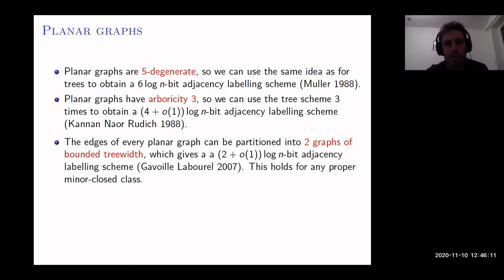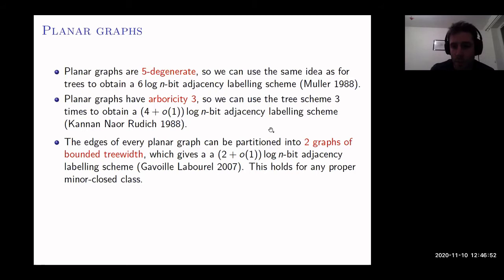More recently, Gavoille and Labourel observed that we can use the fact that planar graphs have a partition of the edge set into 2 graphs of bounded treewidth. I'm not going to need treewidth heavily in the talk, so I'm not going to define it precisely, just saying that it's a nice graph invariant that tells you how far you are from being a tree. Treewidth 1 graphs are trees and forests, and the smaller the treewidth, the closer you are to being a tree. And you can partition the edge set of planar graphs into 2 outerplanar graphs, so they have treewidth at most 2.